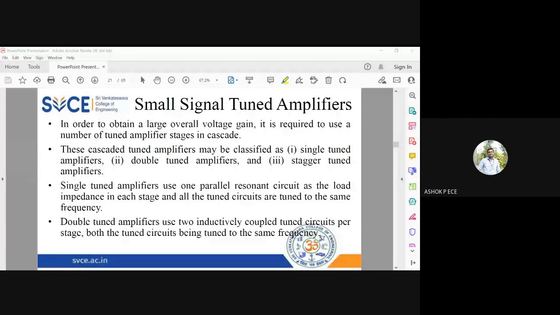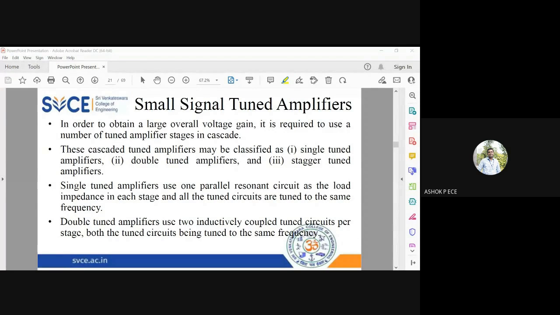Okay, so we started with tuned amplifiers in the last class, and today we are going to focus more on single tuned amplifiers. Generally, you know that a tuned amplifier will have an LC parallel circuit on the collector side, which is going to act like your load. So the moment the amplifier becomes a tuned amplifier, it is going to produce a peak gain only at one particular frequency. There is only one frequency where the gain is maximum. At all other frequencies, the gain will be less than the peak value.